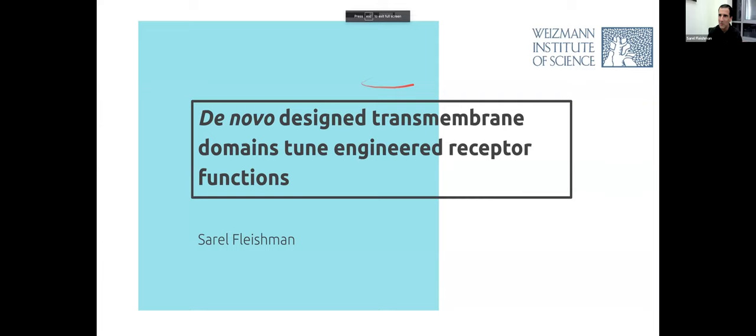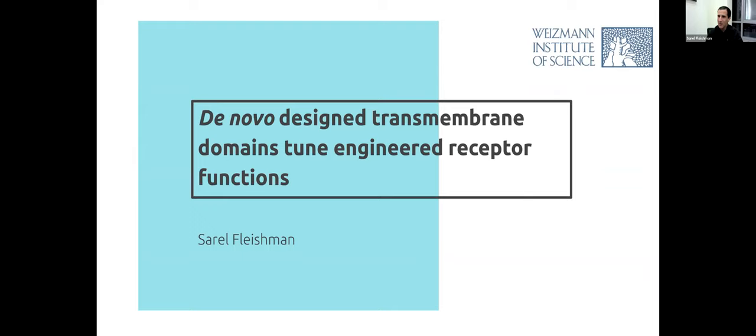So I'm going to talk about the novel design of alpha helical membrane proteins for engineering receptor functions. This is work that we've been doing for about 10 years. And I think with membrane proteins, you have to be very patient. That's the number one ingredient, but in the end, it's quite rewarding.